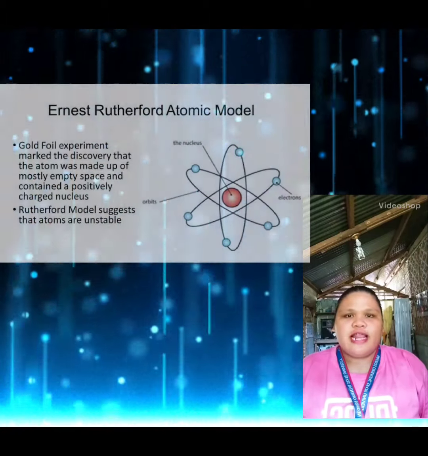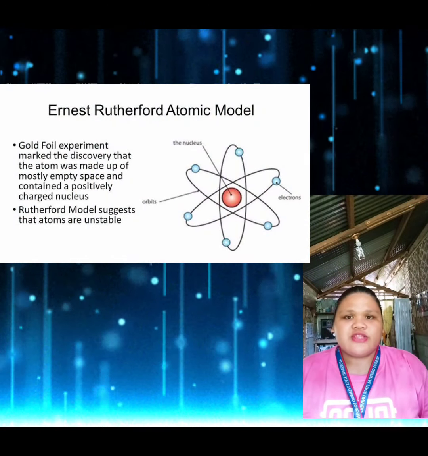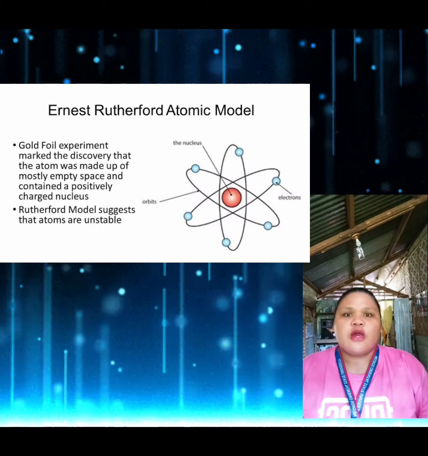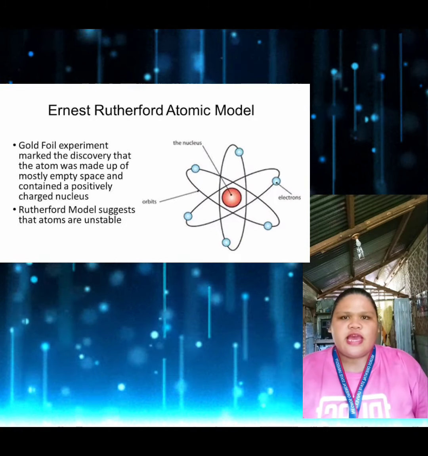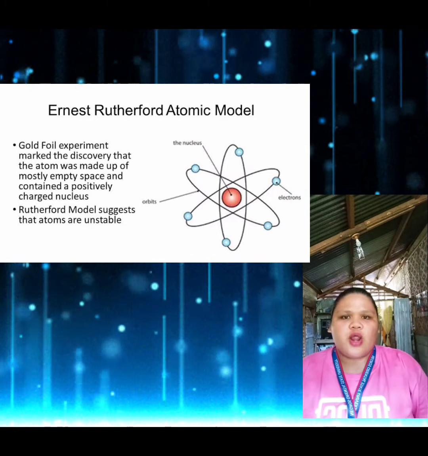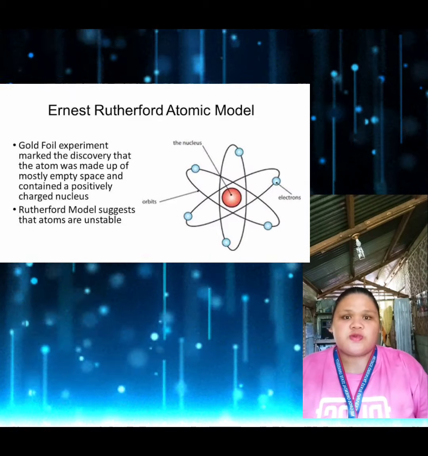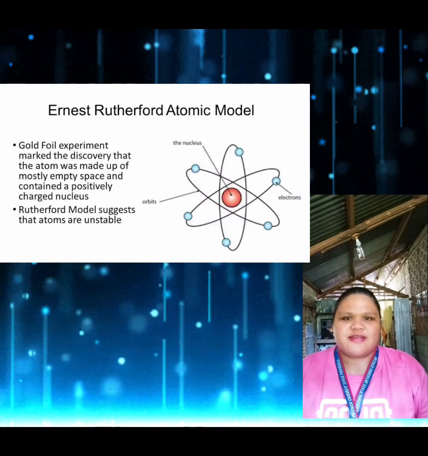The Rutherford atomic model describes the atom as a tiny, dense, positively charged nucleus in which almost the entire mass is concentrated, around which the light, negative components, electrons, circulate at some distance.